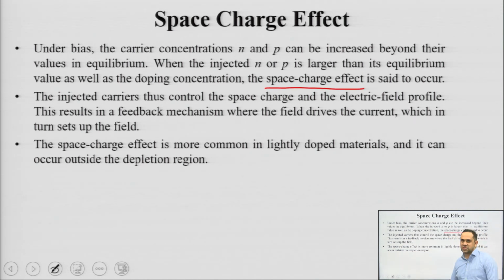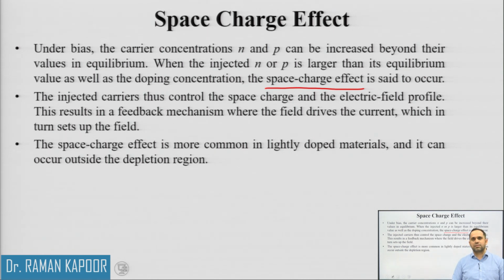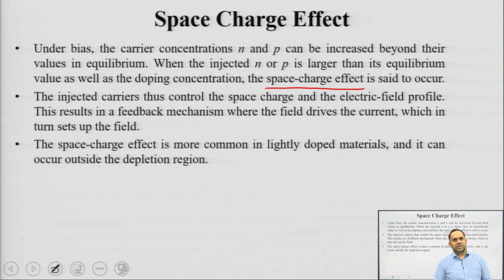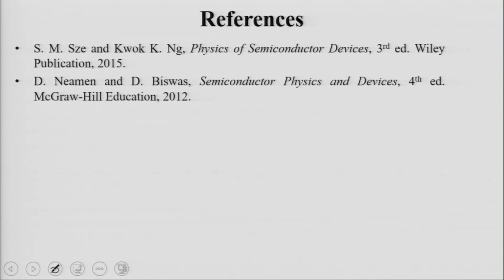So, if we apply a very extreme bias across a semiconductor, the values of carrier concentration n and p significantly deviate from their equilibrium value as well as the doping values. Okay. So, these injected carriers basically control your space charge and the electric field profile across the junction, and this results in a feedback mechanism where the field drives the current, which in turn sets up another field which opposes it. Okay. And this space charge effect is more common in lightly doped materials, and it can occur outside the depletion region as well. Okay.